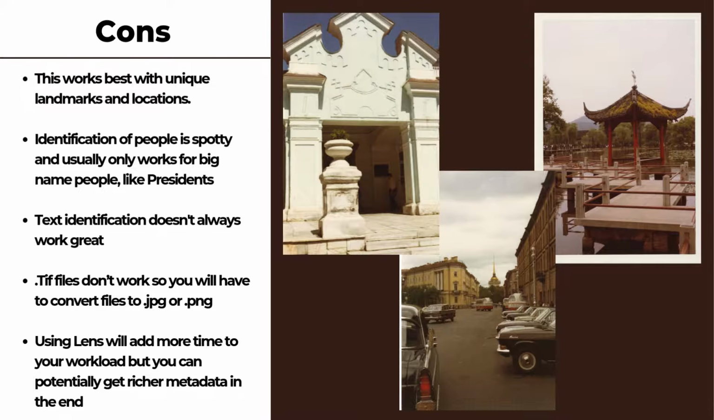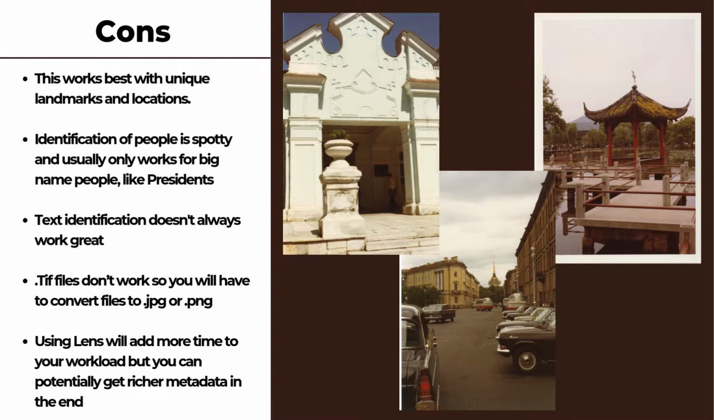But as you can imagine, this service doesn't work for all photographs. Google Lens works best for photographs of unique landmarks. Photographs of fields, landscapes, streets, etc. most likely won't get any accurate results, such as the photos pictured here. Identification of people is spotty and usually only works for big name people like presidents, senators, actors, and such.